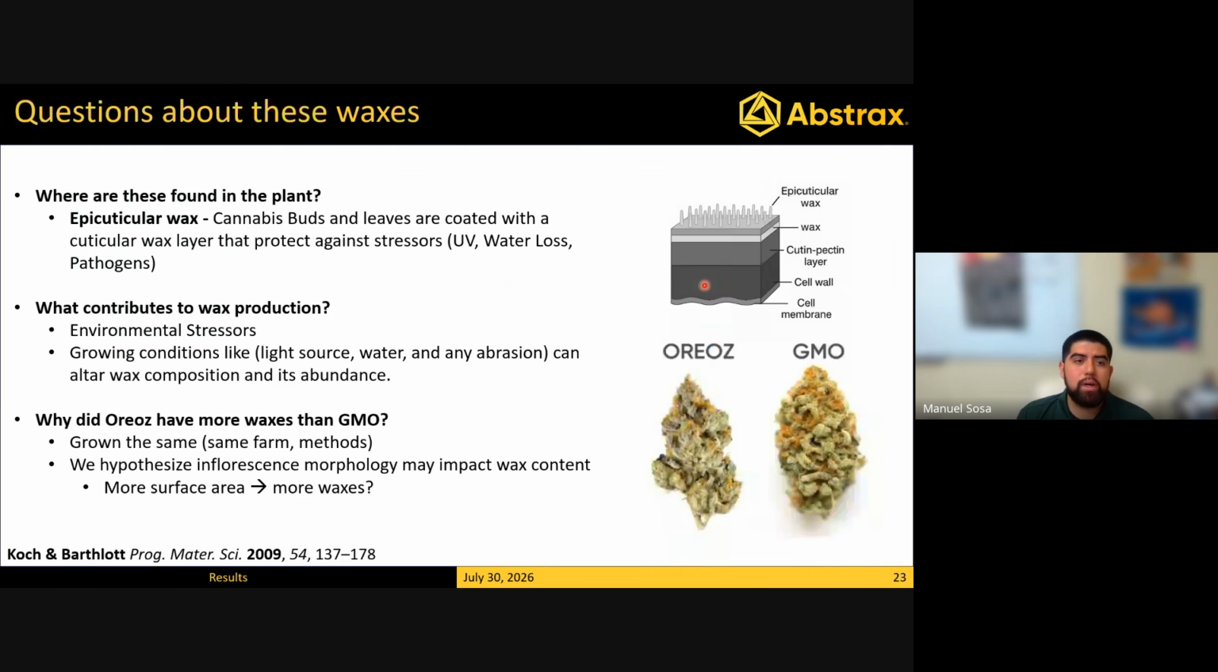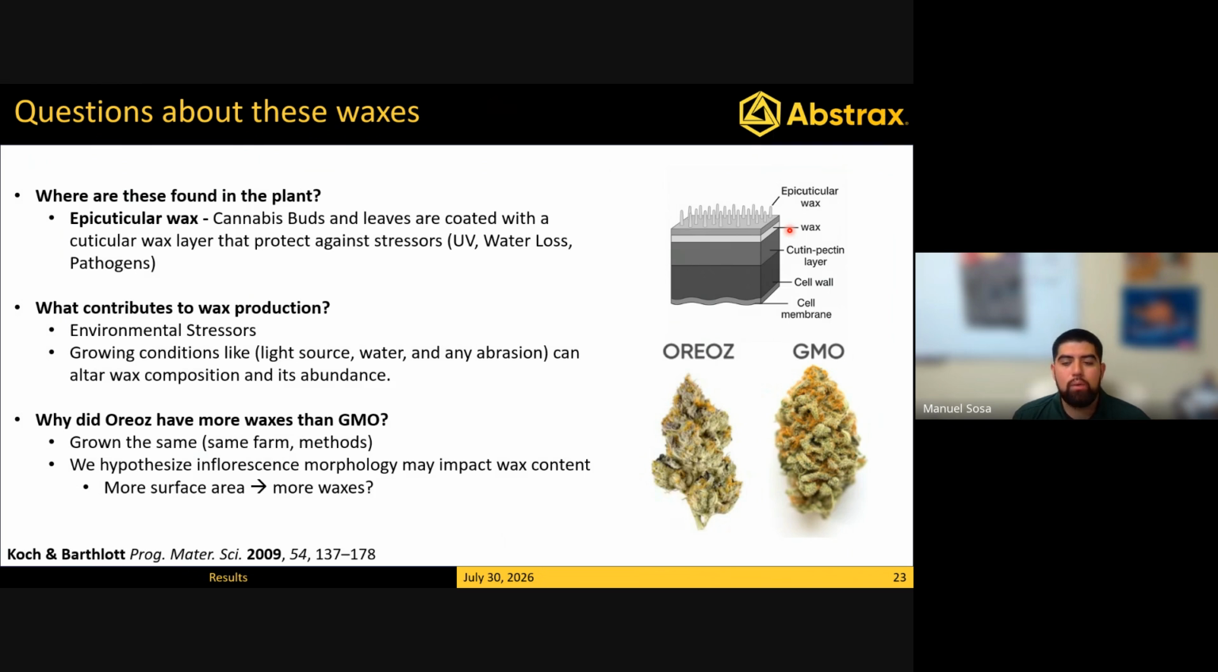But questions we have about these waxes is essentially, where do they come from, right? Why are they known to be in cannabis, or are they known to be in nature at all? And they are. So they're not only native to cannabis. Epicuticular waxes is a wax layer known to be found on these plants in order to protect them from other things as environmental stressors, whether it be water stress, light source, abrasion. They naturally form in order to protect the plant from all the environmental stressors.